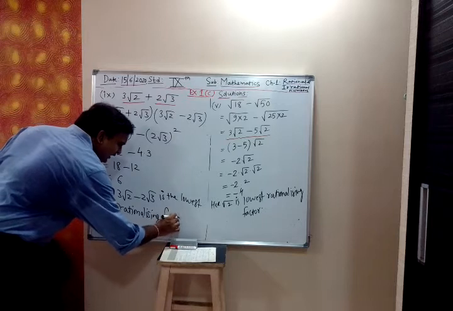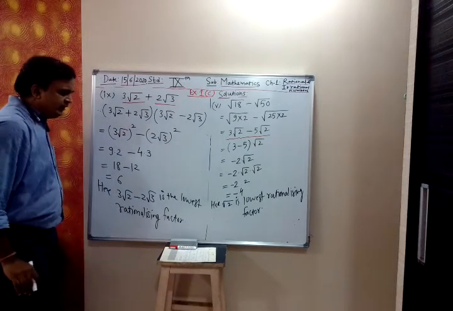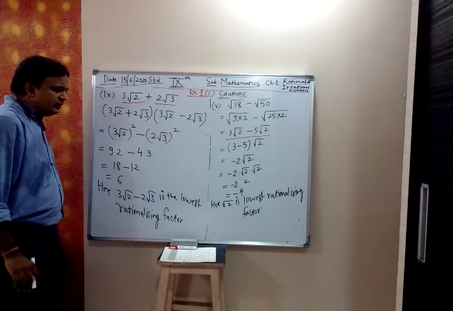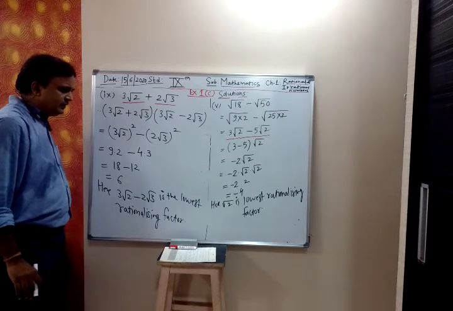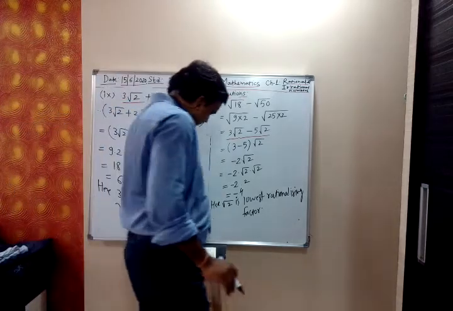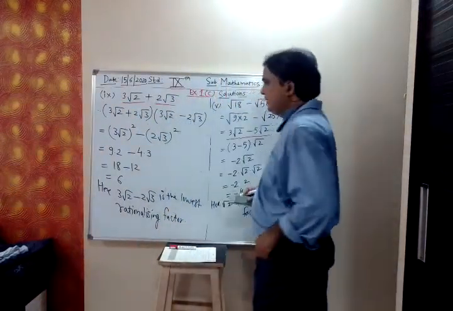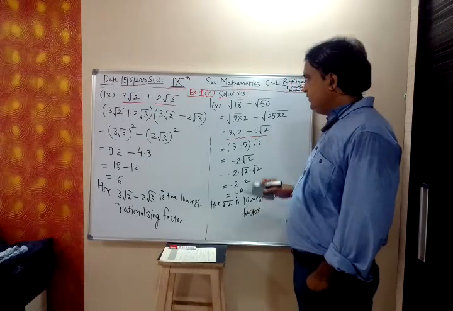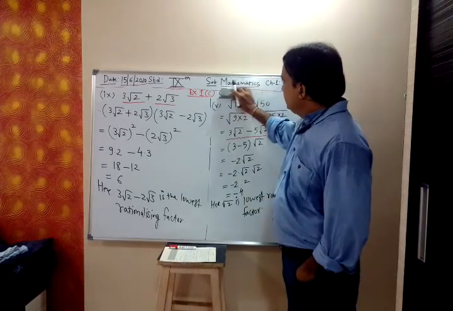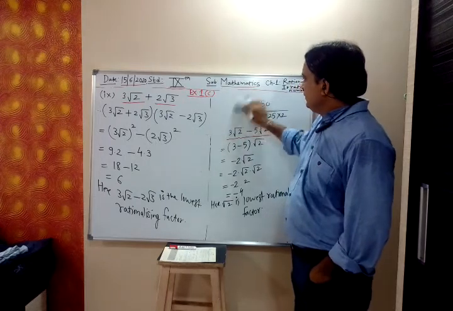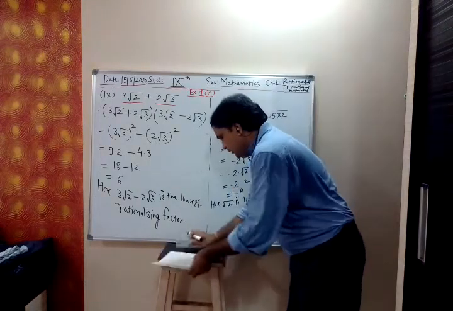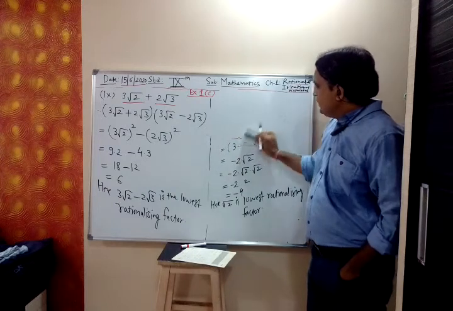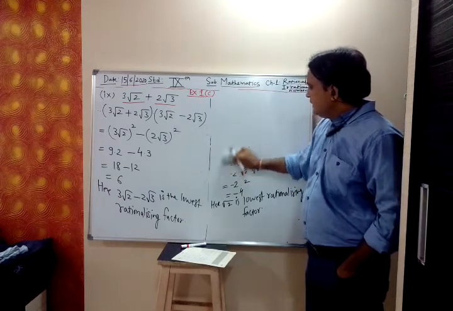Eighth one, see eighth one, there is nothing. It will be root 15. It will be 15 minus 3 root 3. So it will be 15 plus 3 root 3. So the lowest rationalizing factor is that number.